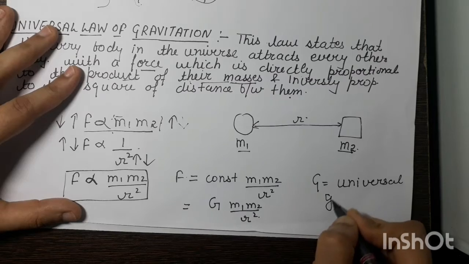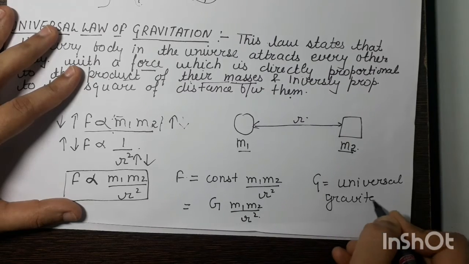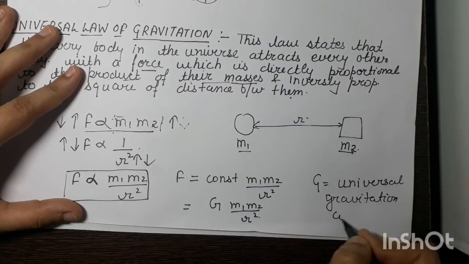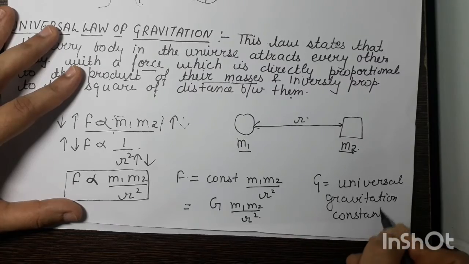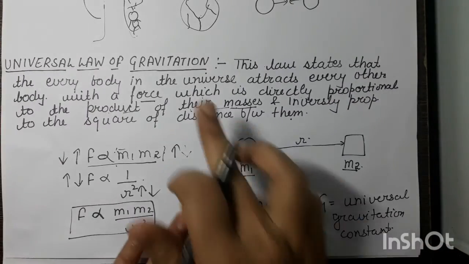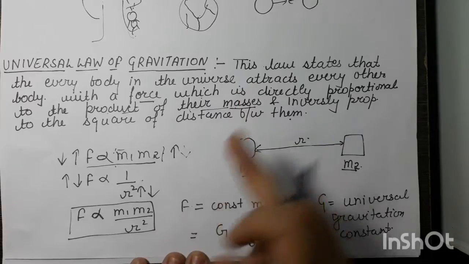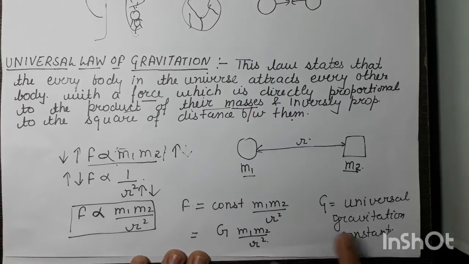Universal gravitational constant. So this was our universal law of gravitation and its mathematical interpretation.